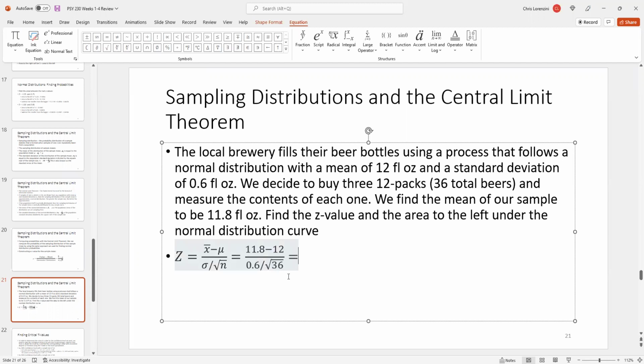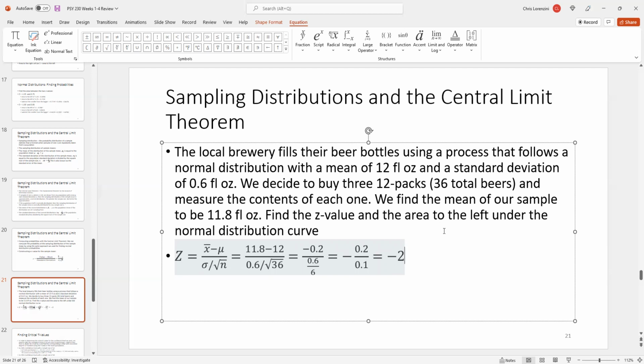So then I plug this into my calculator, and I see what I get. On the top, 11.8 minus 12 gives me negative 0.2. And I'm going to divide that by 0.6 divided by the square root of 36. The square root of 36 is just 6. So I do a little bit more math. Negative 0.2 divided by 0.1 is equal to negative 2. So my z-score here is negative 2.